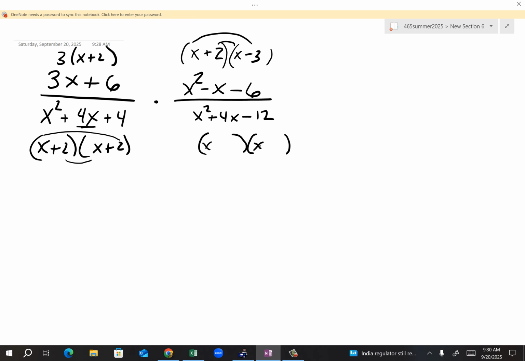4 and 3, 6 and 2, 12 and 1. 4 and 3, I'll write it down. 6 and 2, 12 and 1. We know the signs are one of each, because this is -12. And I need the number 4. So which of these pairs, when you add them, or quote unquote add them, subtract them as it were, which of them will get you to 4? Well, obviously 6 and 2.